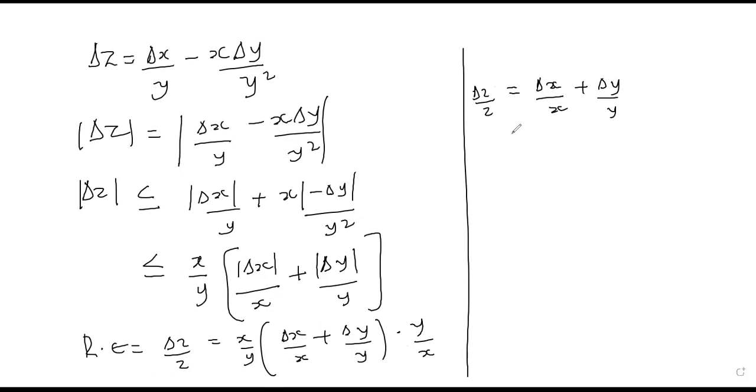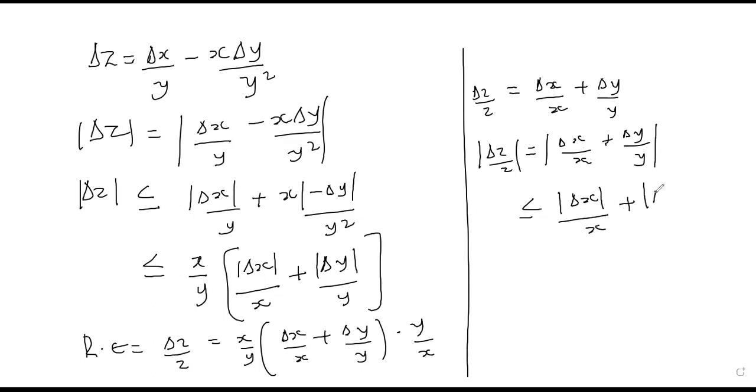What would this one reduce to? Introducing the magnitude, delta z over z is going to be equal to the magnitude of delta x over x plus delta y over y, which, if we bring in the triangular inequality, will be less or equal to delta x over x plus delta y over y. So that is what we are having.